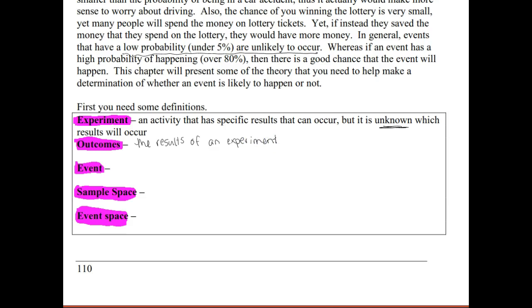And then as we start looking at problems and trying to answer questions, we're going to be interested in computing the probability of certain events. So an event is just a set of certain outcomes of an experiment that you want to have happen. And we'll learn how to identify that as we read problems here in a minute.